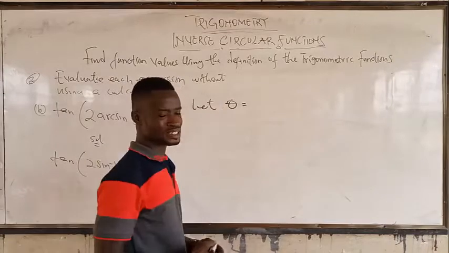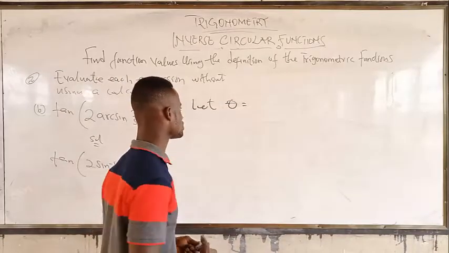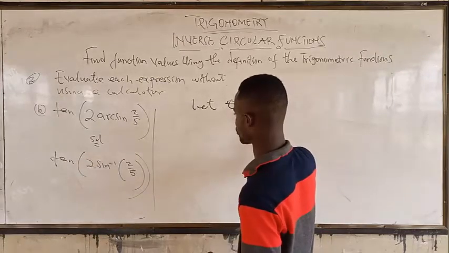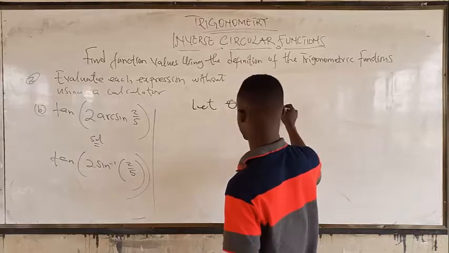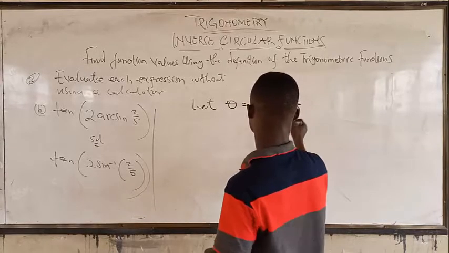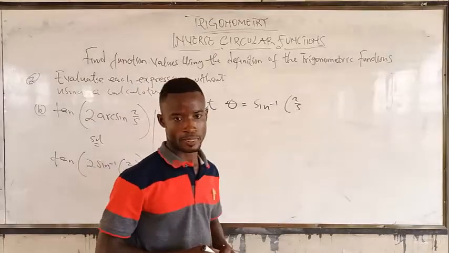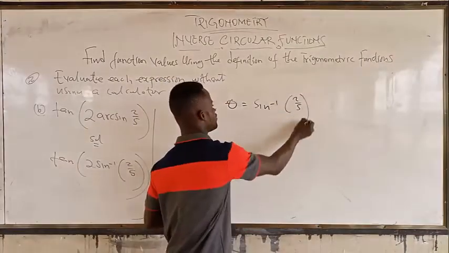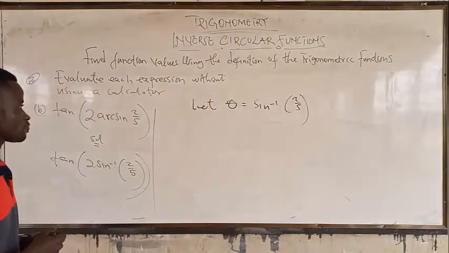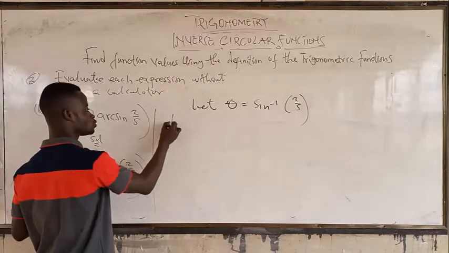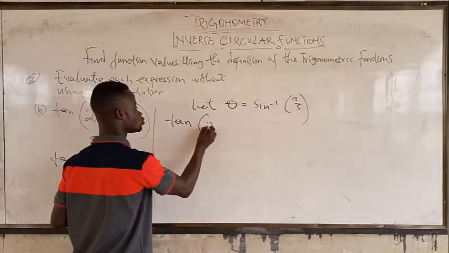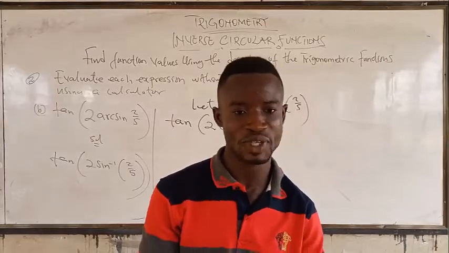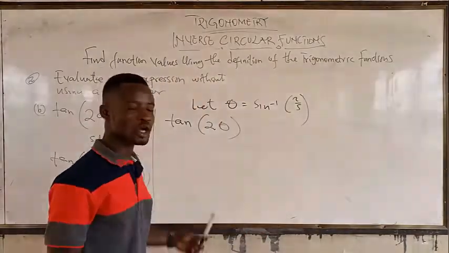So when we let theta, not always theta, you can use B, C, and all that, but we are used to using theta. So let theta be equal to sine inverse of 2 over 5. This means that when you do the substitution back, you get tan 2 theta. I hope you can see that. You are going to get tan 2 theta.